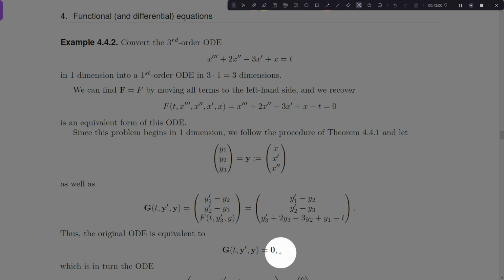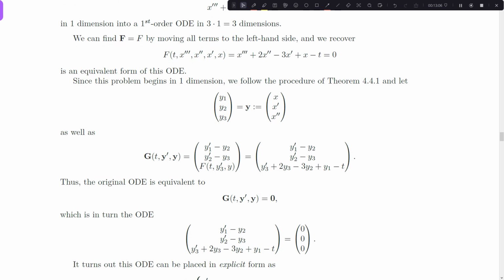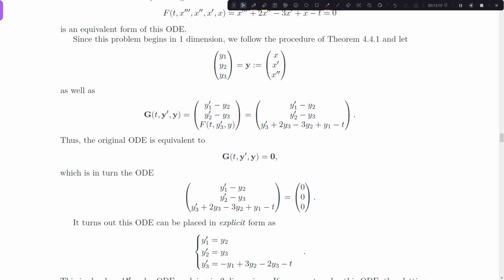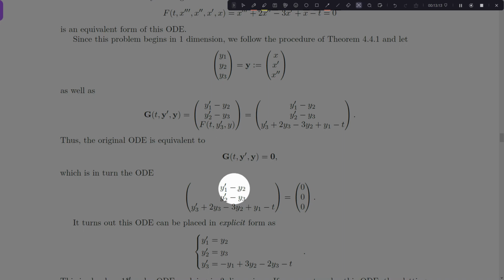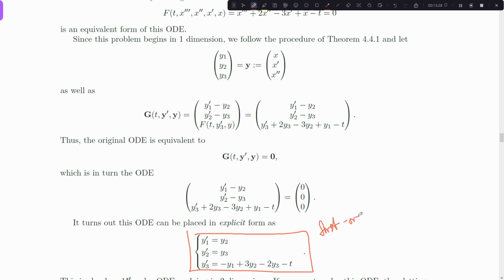And if this vector is equal to the 0 vector, I have the original ODE I care about. And in fact, if I want to modify the ODE into some sort of explicit form, I can rearrange this equality, each row of my vectors, right? Now this is just a system of equations, into what looks like a first order system of equations. And in particular, these are functional differential equations, right?